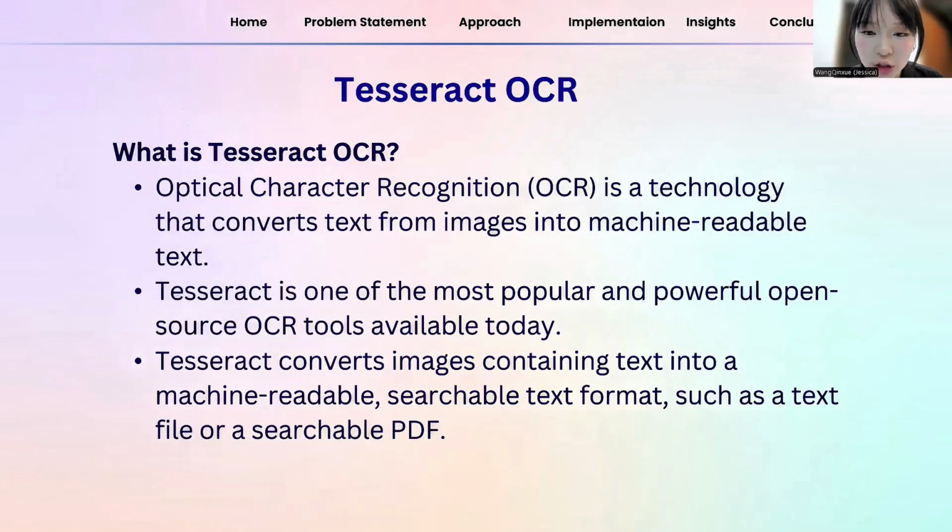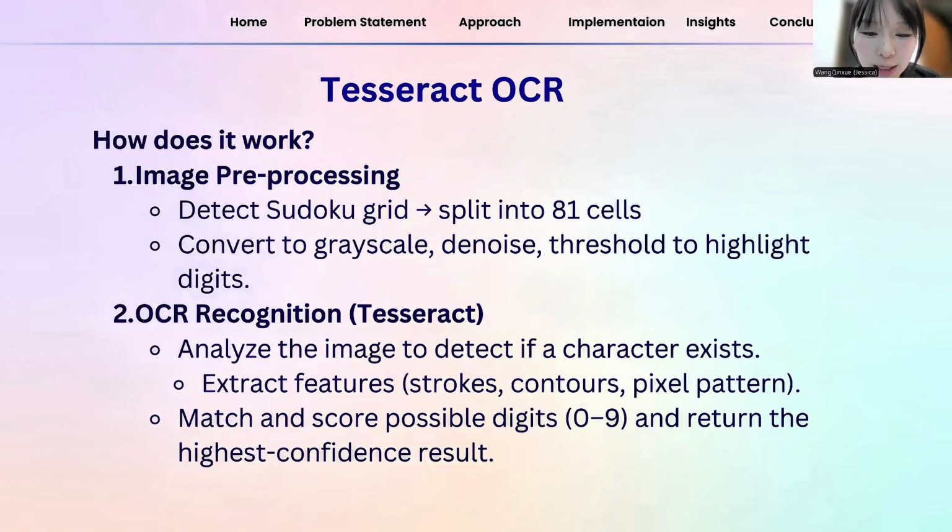Here is a short introduction to Tesseract OCR. Tesseract is an OCR engine. It reads text from an image and converts it to editable text. In our project, we use it to recognize the digits in the pseudocode image. Tesseract works in two phases.